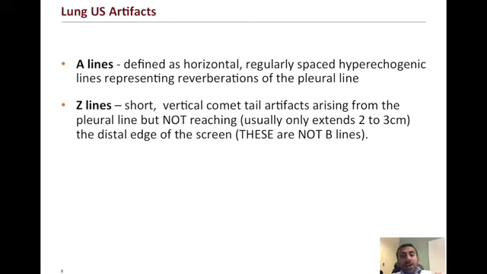Z lines are short vertical comet tails that rise from the pleural line but do not extend more than 2 to 3 centimeters. And they definitely do not extend to the distal edge of the screen. So this is why we need to have a depth of at least 10 centimeters to show that we're actually looking at a representation of the lung parenchyma. Z lines in fact represent just a pure differentiation in the tissue density of the pleural line itself.